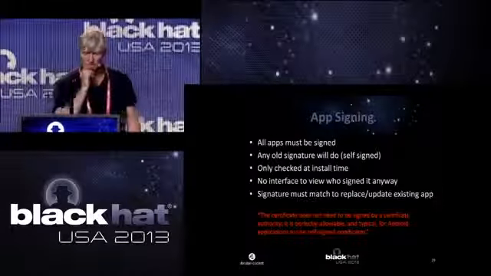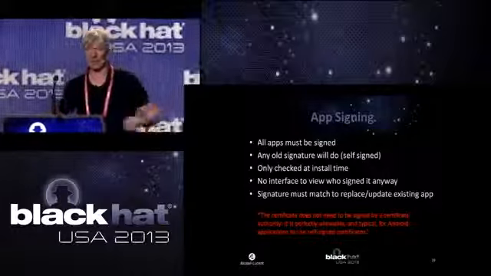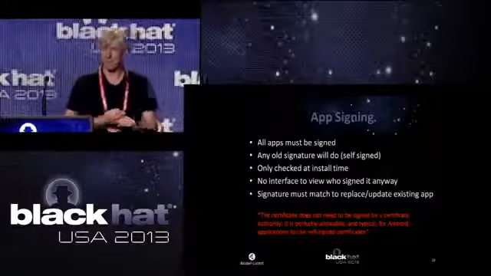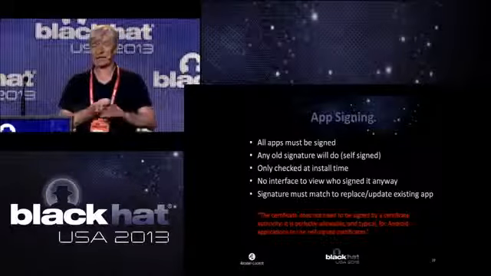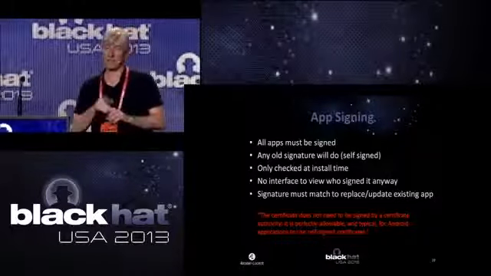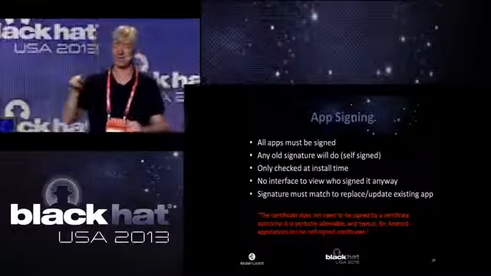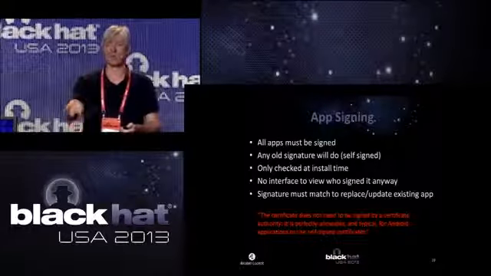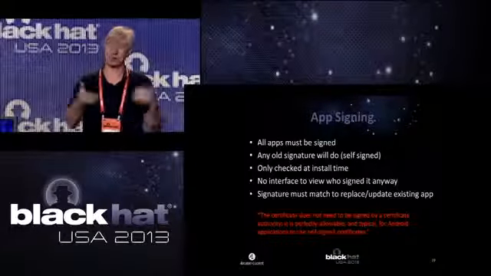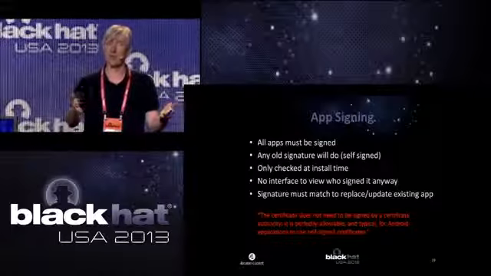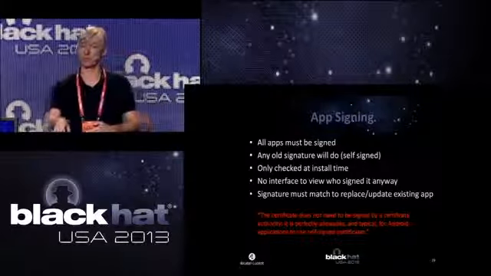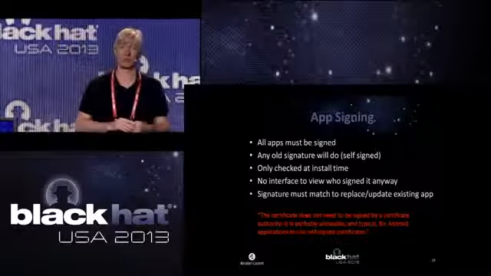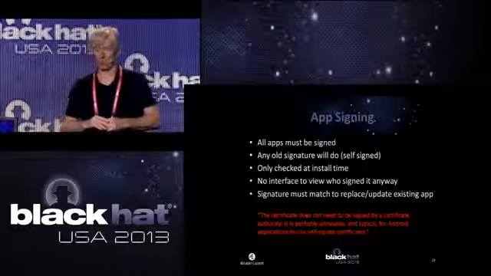Okay, so this is just to go through the app signing thing again. All apps must be signed. Any old signature will do, self-sign. It's only checked at install time. That's another thing I did: I can take an APK file on the phone, and if I can change the APK file on the phone, I need write access to do that, I can do that, and the system will not complain about the digital certificate being overwritten. So that's a pretty big flaw there too.